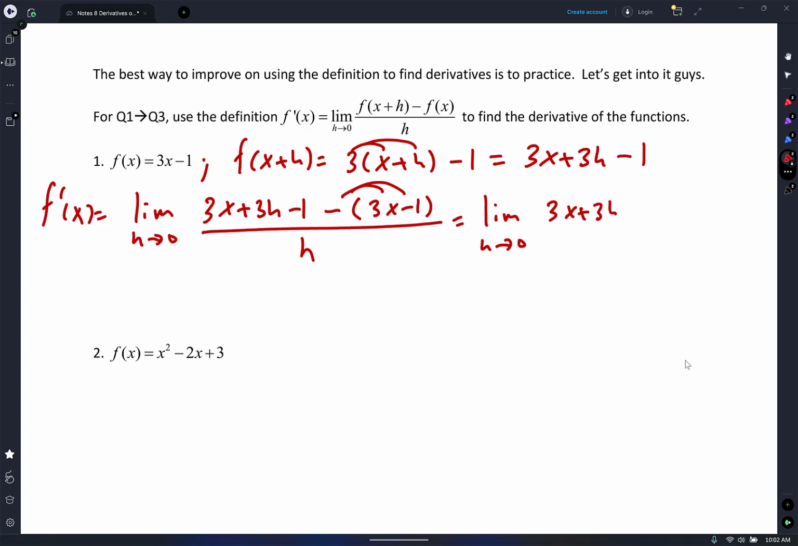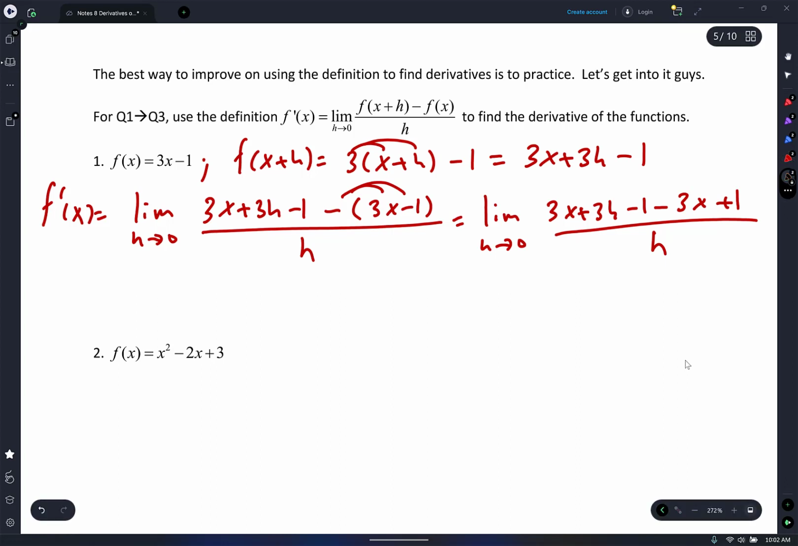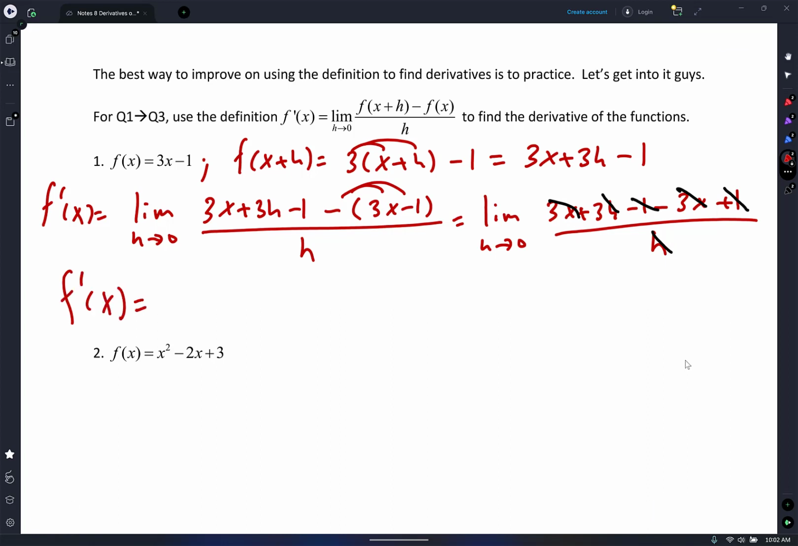3x plus 3h minus 1 minus 3x plus 1 over h. You should always be able to zero out your f of x function. So notice that the 3x's cancel out. The positive 1 and negative 1 cancel out. And now, or zero out, I should be saying. And now what cancels out? The h's, and this one just gives me 3. And that is not a surprise because this is a linear line. So the slope is always 3.